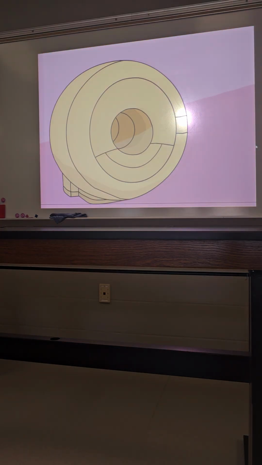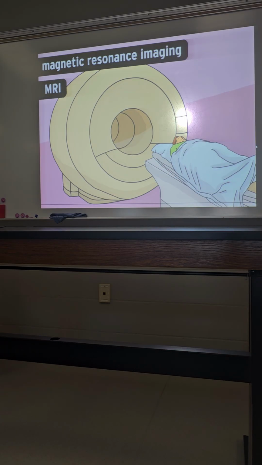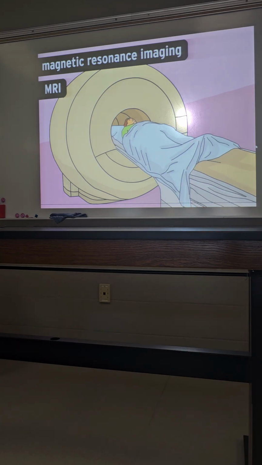Anyway, another type of full body scan is called magnetic resonance imaging, or MRI. There are no X-rays in an MRI. Instead, the patient is slid into a long tube that acts like a giant magnet.